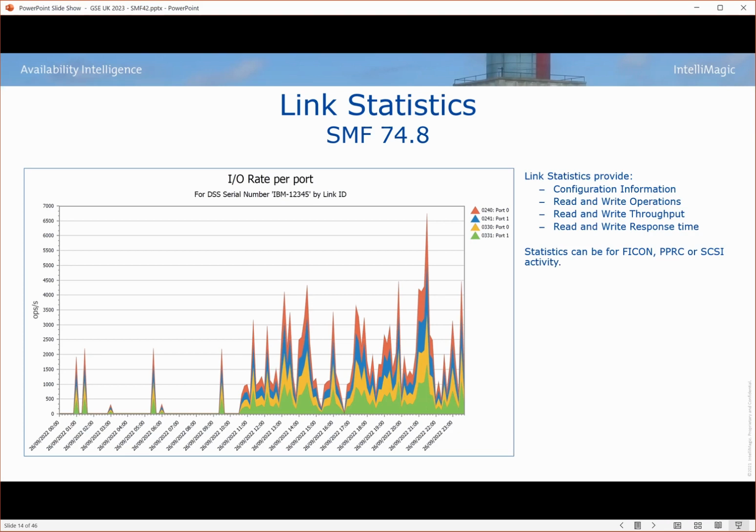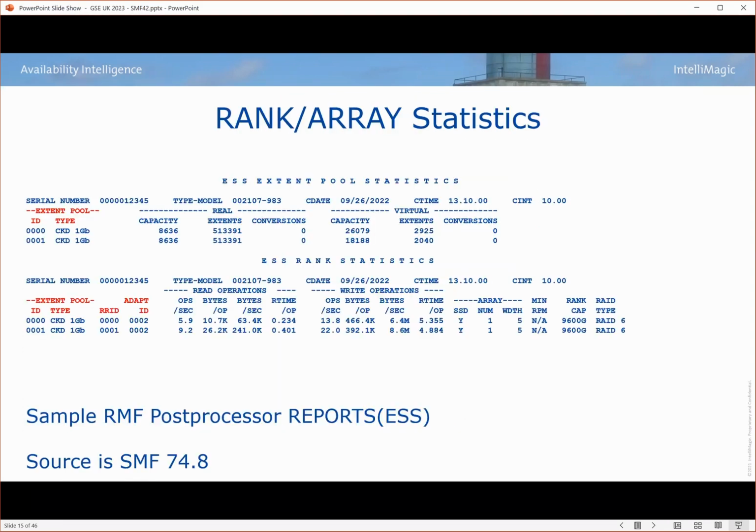Some customers actually have shared workloads, which means some non-z/OS systems using a disk that they've installed, and you'll see that as SCSI activity. What we can also get from the SMF 74 subtype 8 are rank and array statistics. Now, you may not get this for all of your disk vendors, but definitely for IBM and for HDS. What we can see here are extent pool information, rank information. So very, very interesting, detailed, we use the term back-end activity.